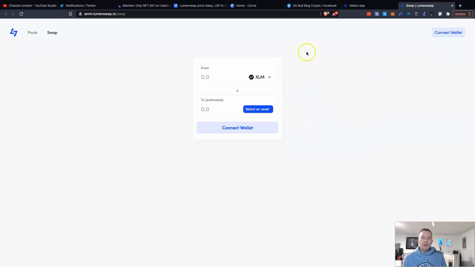Here we go. We can see that we have these 2 tabs on the left-hand side, pools and swap. Well, we don't want pools or swap at the moment. What we need to do is connect our wallet, as always. When we come onto Lumenswap, I always advise you the first thing you do is connect your wallet, because it's a mistake that new people make. They say, hey, why can't I swap assets? Maybe you're not connected. That's what I need to do first.